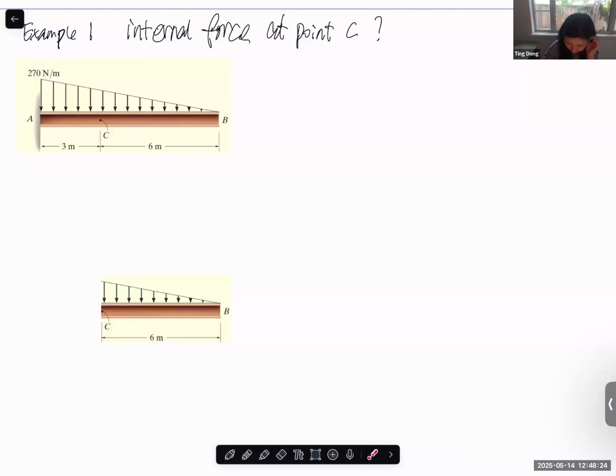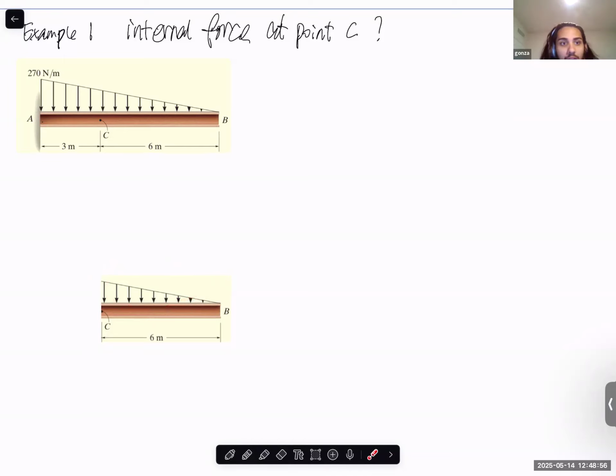So for this distributive force here, of course, we know that there is internal force on this cutting surface. We figure out that one later. But for this distributive force, first we need to find the equivalent concentrated force. So what is the equivalent concentrated force for this part? How to calculate the equivalent concentrated force?